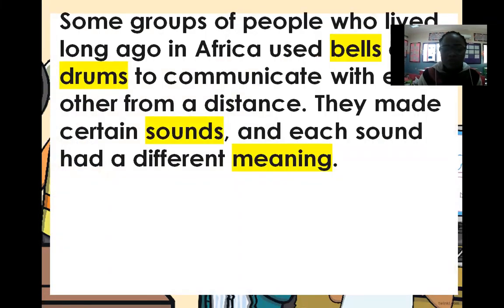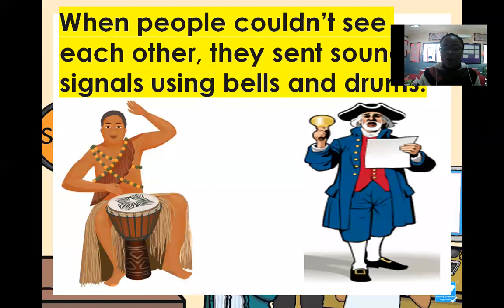Some groups of people who lived long ago in Africa used bells and drums to communicate with each other from a distance. They made certain sounds, and each sound had a different meaning. Now, when people couldn't see each other, they sent signals using bells and drums.